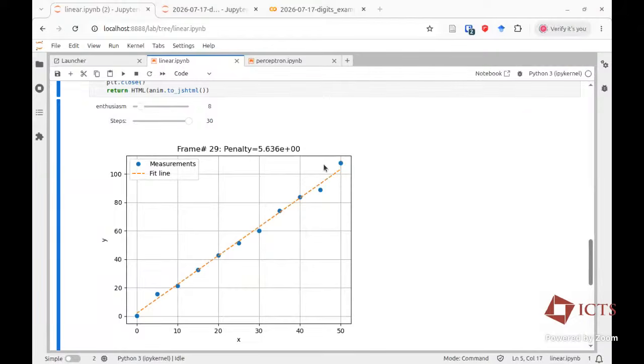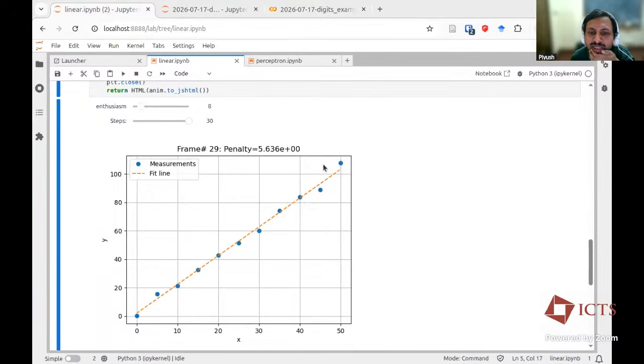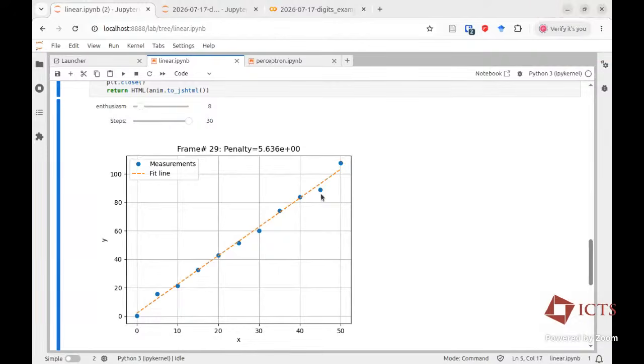Excuse me, sir, I'm having one doubt. Yeah. Can this penalty reach zero? Sorry, what? Can this penalty number reach zero? Yes. Good question.